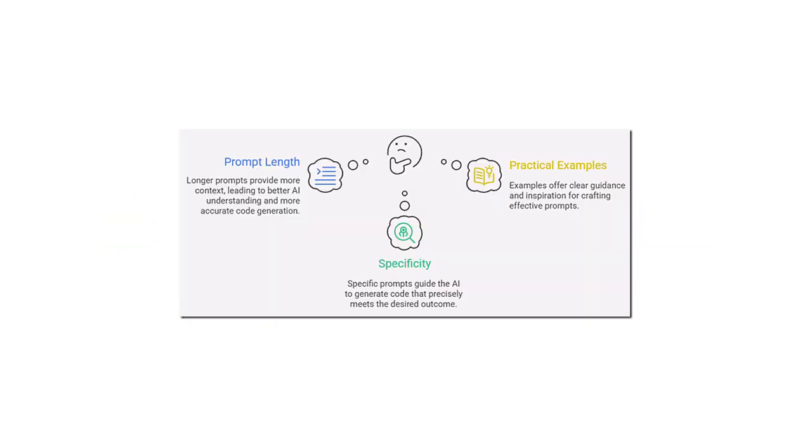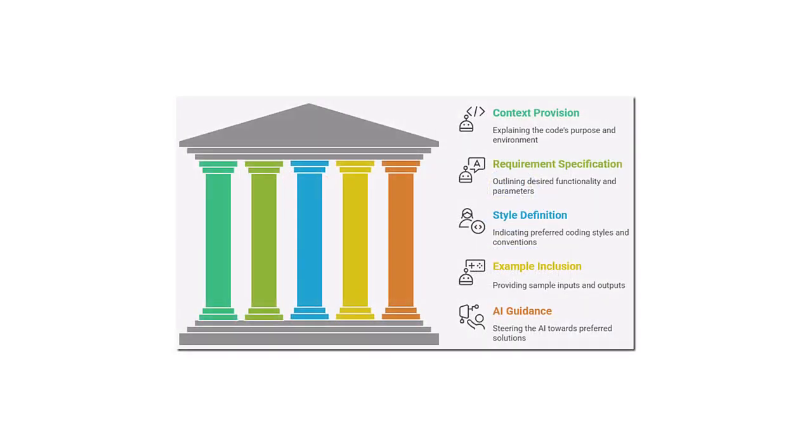Prompt length, specificity, and practical examples. Basically, you have a choice of having short prompts or long prompts. Long prompts are recommended for better vibe coding. Also, for the prompts that you create, you want to make sure that you provide good context. Also, indicate the requirements that you want the AI to perform. Also, add anything that's important about the style, for example, if you're making a game versus a business program.